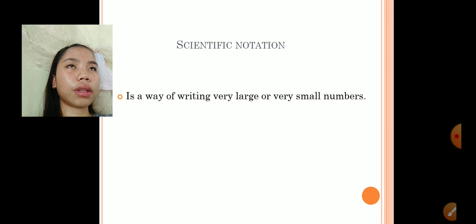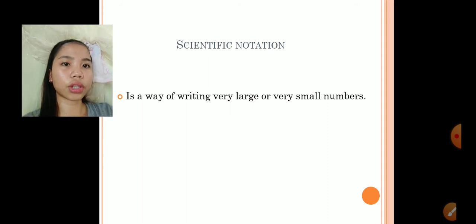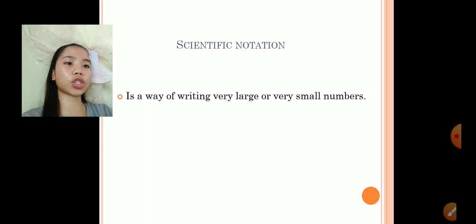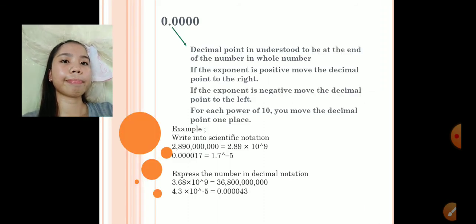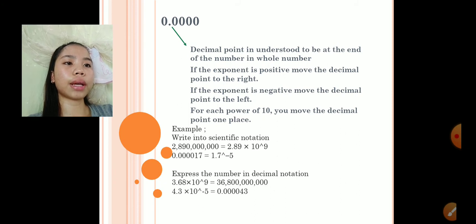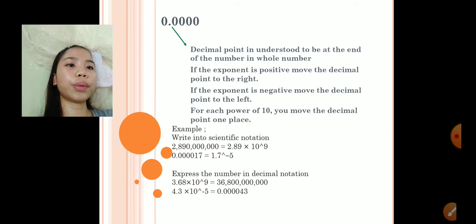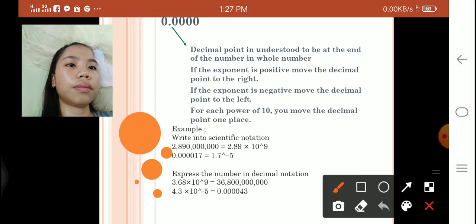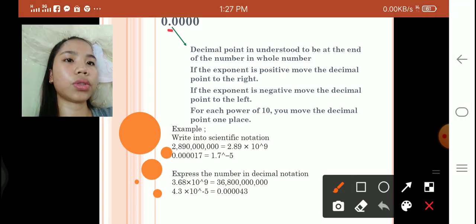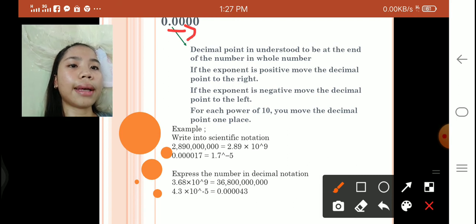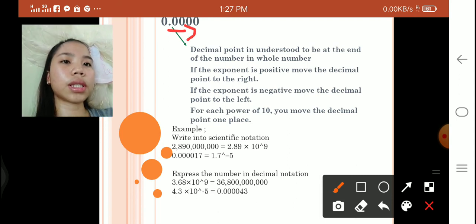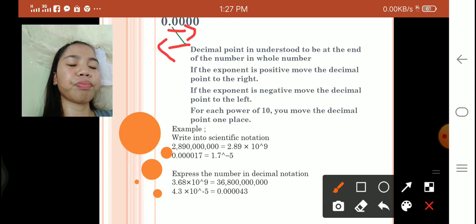So, let's proceed to the scientific notation. Scientific notation is a way of writing very large or very small numbers. The decimal point is understood to be at the end of the number in a whole number. If the exponent is positive, move the decimal point to the right. And if the exponent is negative, move the decimal point to the left. For each power of 10, you move the decimal point one place.